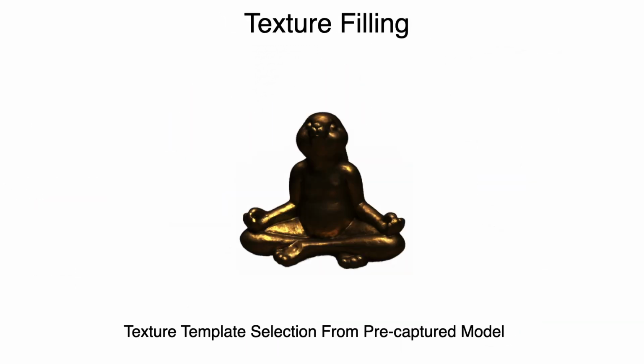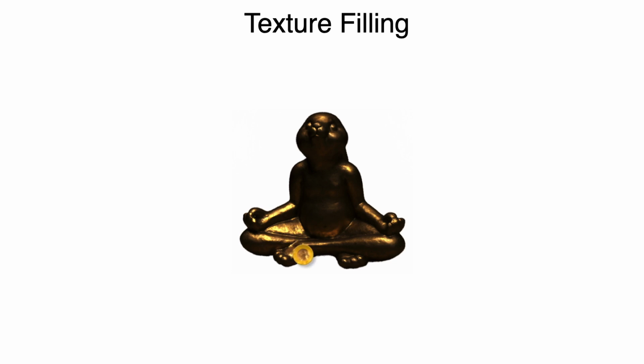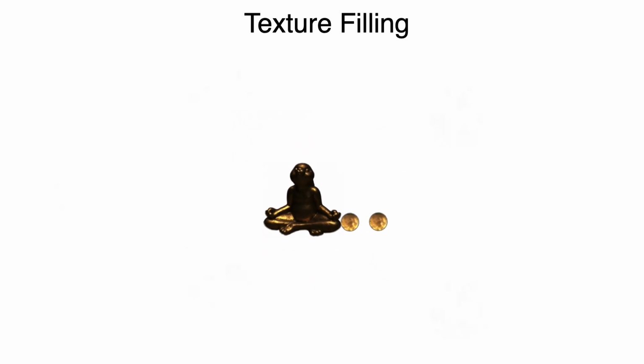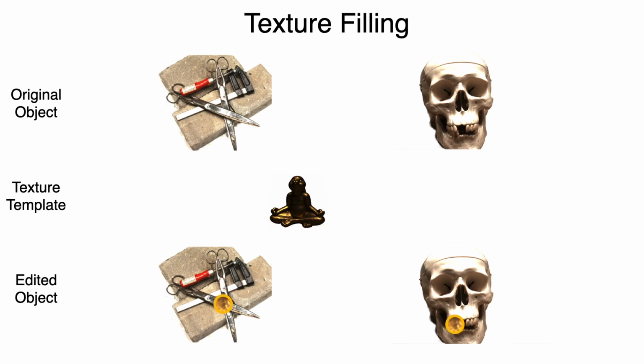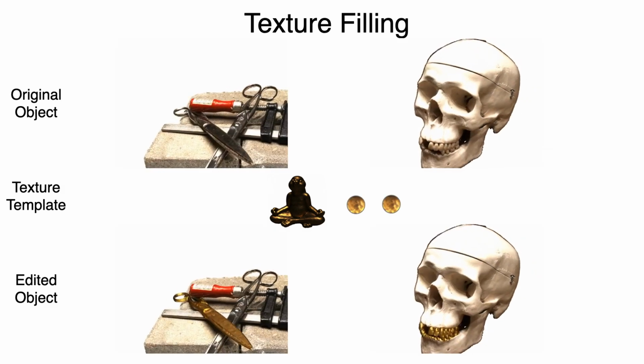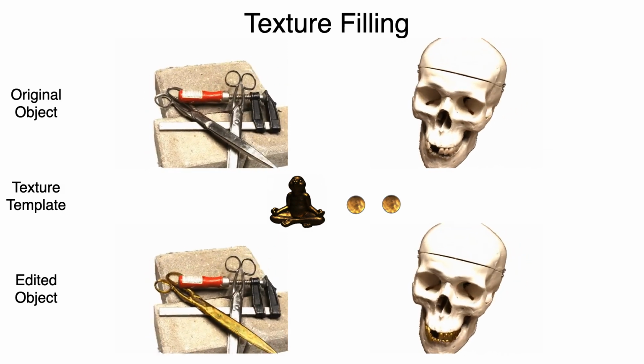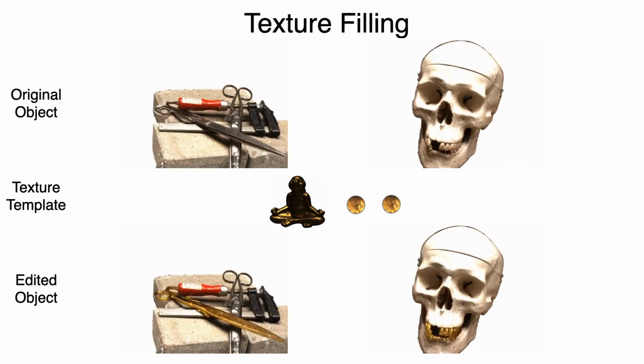Then, we show examples of texture filling. We first select texture templates from pre-captured NeuMesh models, which are illustrated with the colored dot below the objects. We fill the selected area of target objects with these texture templates. As you can see, the edited objects exhibit the texture from the templates and also show rich view-dependent effects of the golden material.